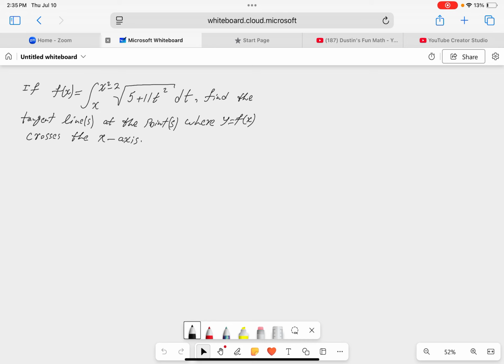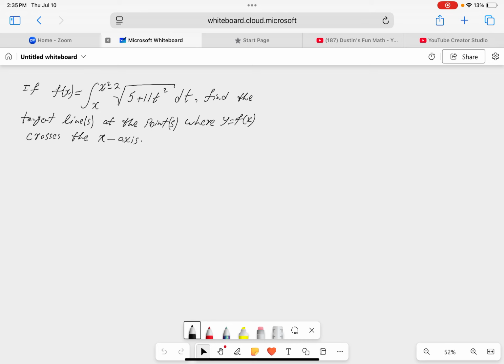So we have another interesting math problem, and let's see what it says. It says if f of x is equal to the integral with ending point x squared minus 2 and starting point x, of the square root of 5 plus 11 t squared dt. Find the tangent line or lines at the point or points where y equals f of x crosses the x-axis.